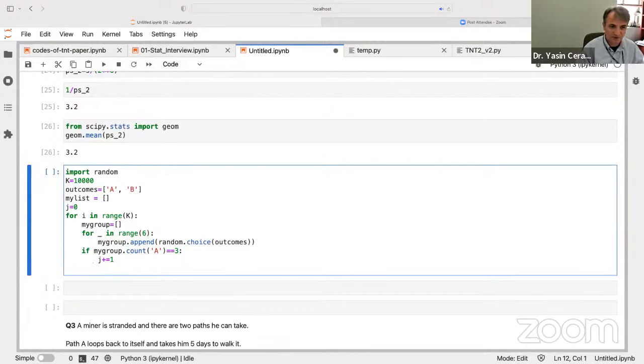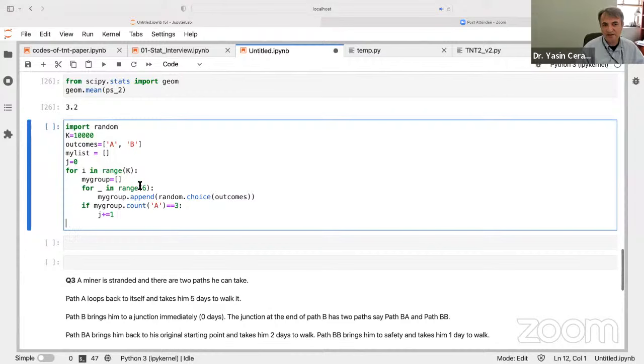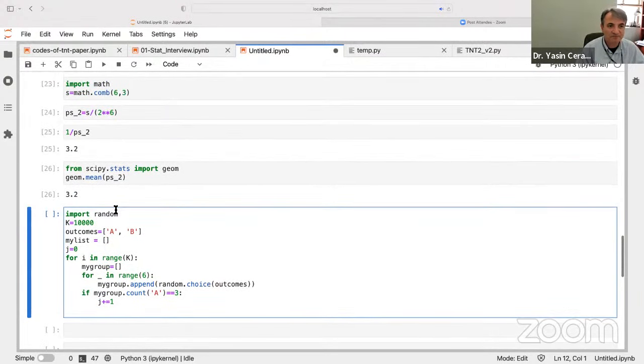So you got it, right? So I'm repeating the experiment for 10,000 times. Each time I'm asking the people to pick A or B. Once the group is completed, I'm just counting how many times it takes for us to find the probability, the correct probability.